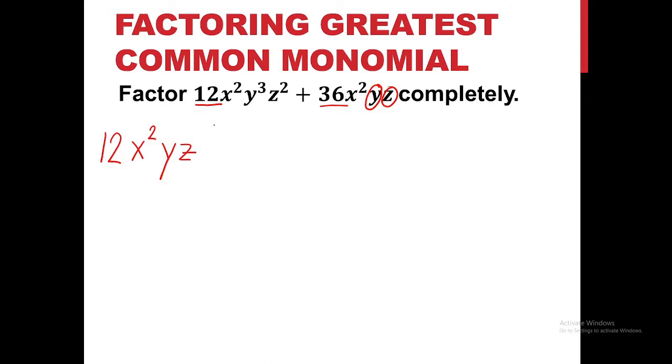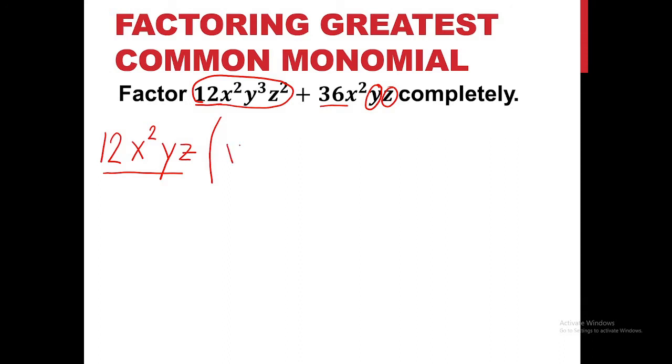We are not done yet, because we are doing factoring. So you write your parenthesis. Now this time, the first term is divided by this common factor. 12 divided by 12, that's 1. X squared divided by x squared, that's cancelled out. What is y cubed divided by y?